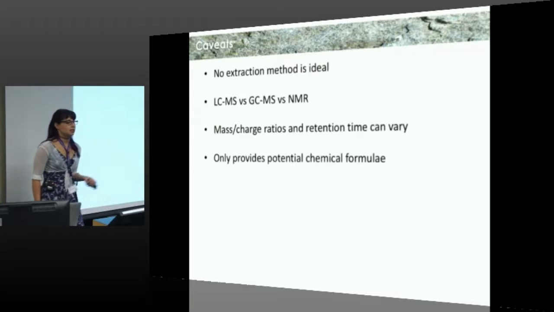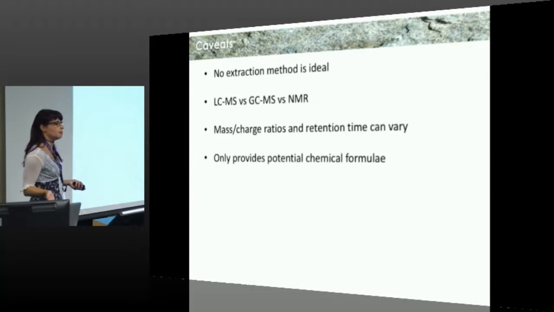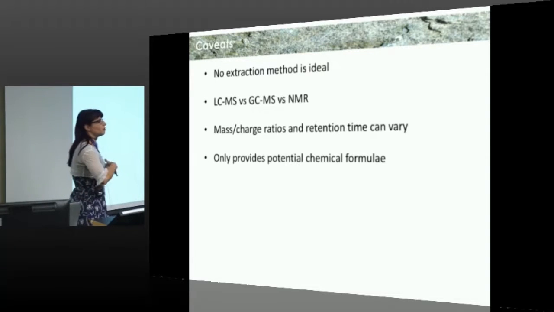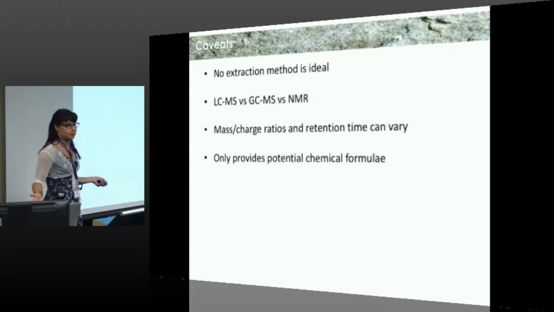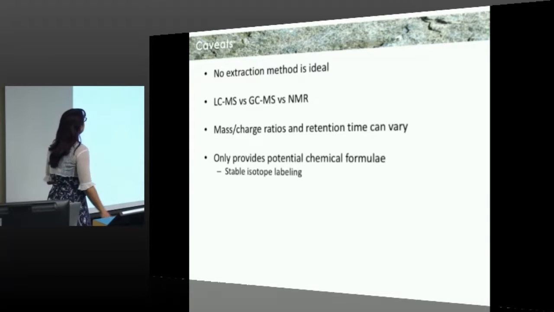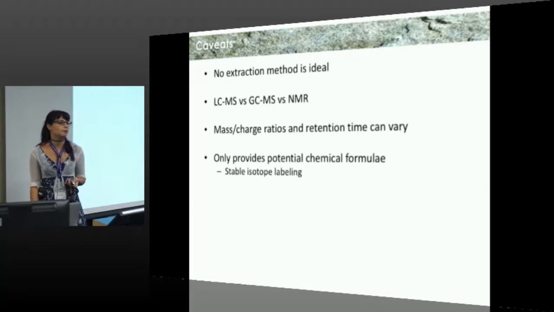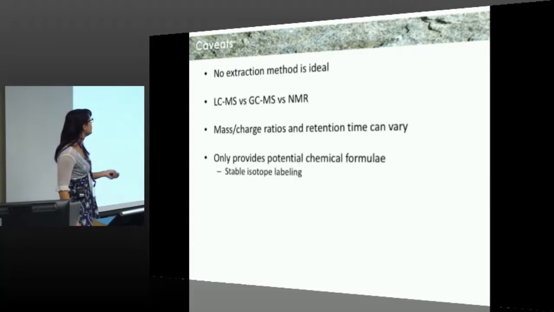It only provides potential chemical formulae, and this is especially a problem if you're looking at really big molecules, because you get these results where it can have so many carbon atoms in it, so many nitrogen atoms in it, so many oxygen atoms. The bigger a molecule is, the more potential possibilities there are for that molecule's identity, up to thousands of potential identities, right? Stable isotope labeling can help constrain that. So if you feed microbes with, say, 13C, that will help you constrain at least how many carbon atoms are in the molecule, which narrows things down quite a bit.